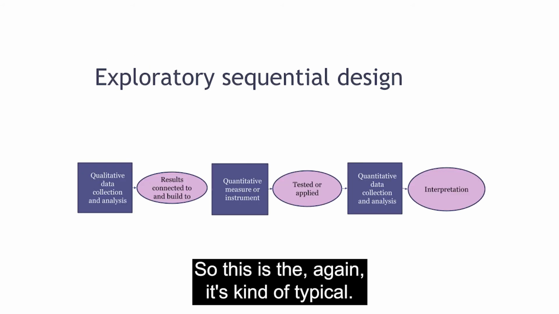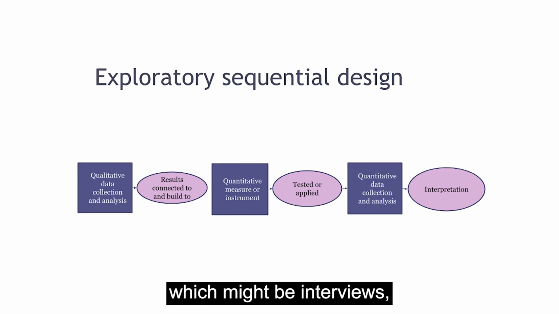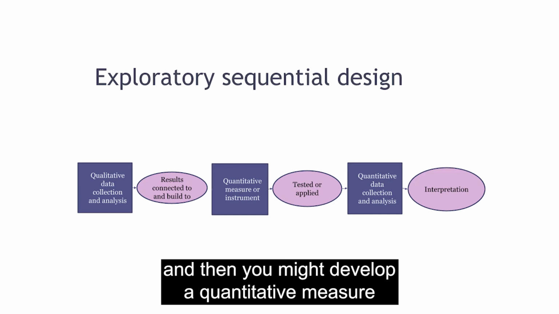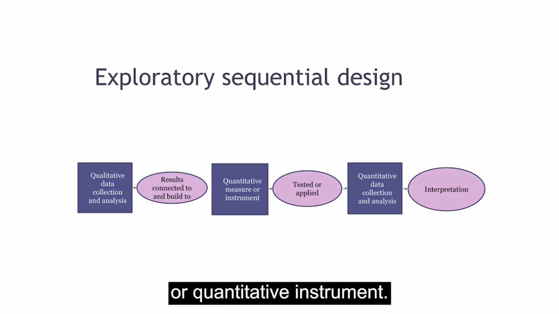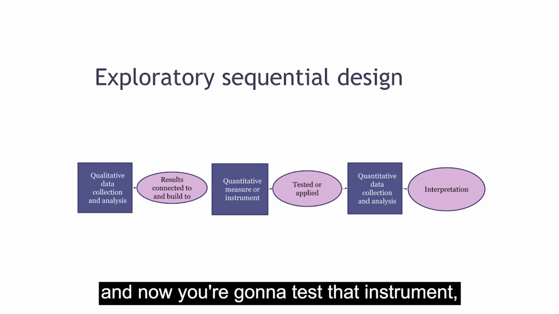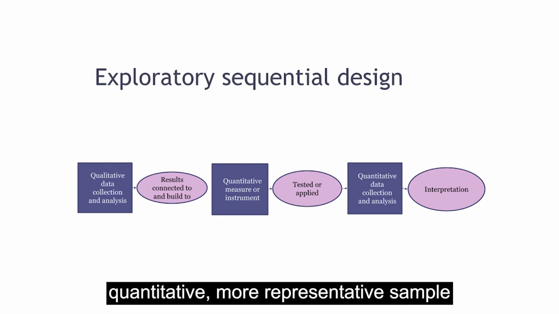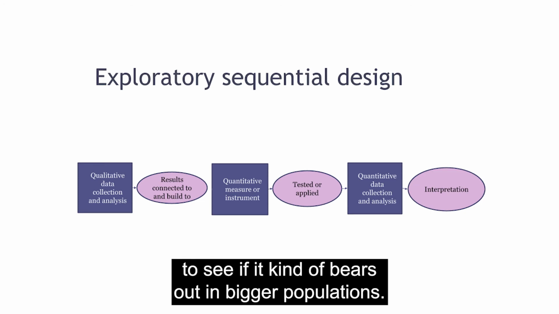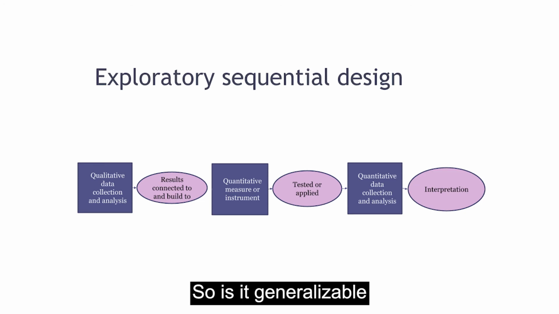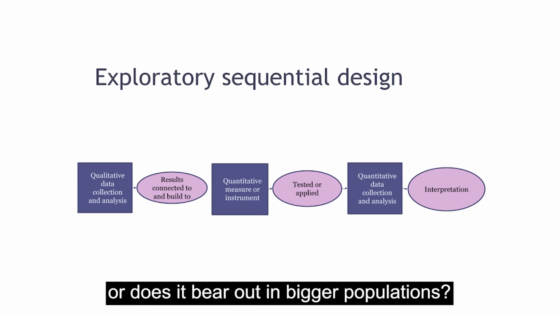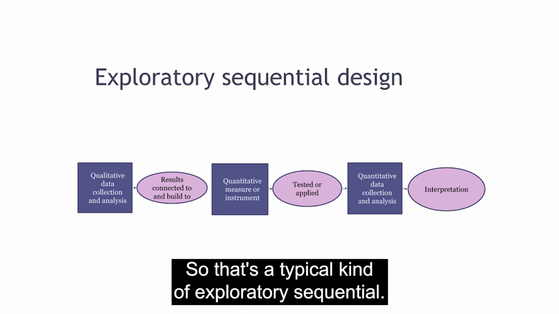So this is again a kind of typical design. You'll collect some qualitative data, which might be interviews. Then you analyse that data, and then you might develop a quantitative measure or quantitative instrument. So now you're theory building, and now you're going to test that instrument, you're going to test that theory in a larger, more representative quantitative sample to see if it bears out in bigger populations. Is it generalizable? So that's a typical kind of exploratory sequential.